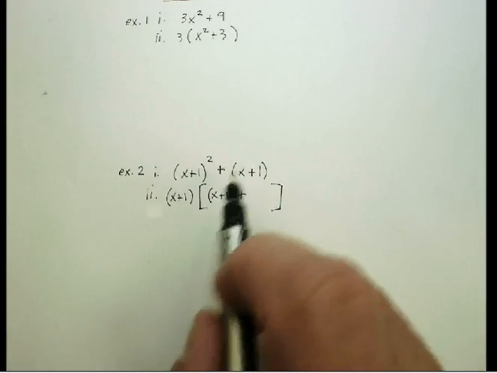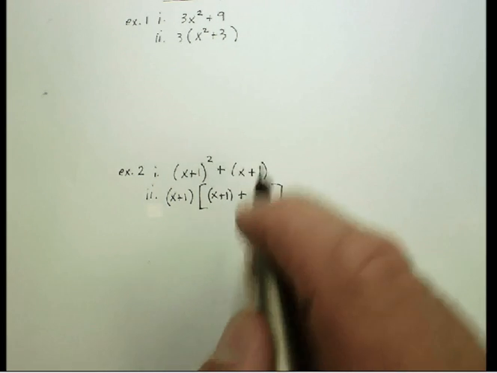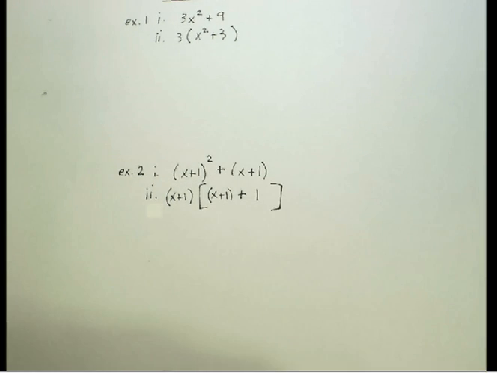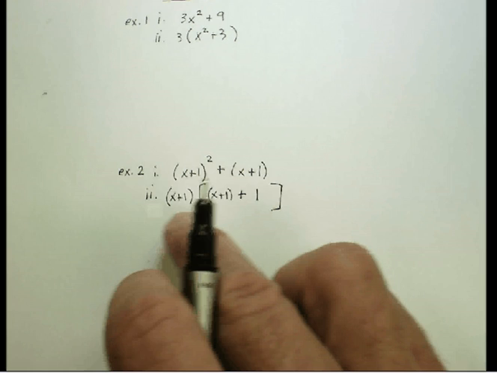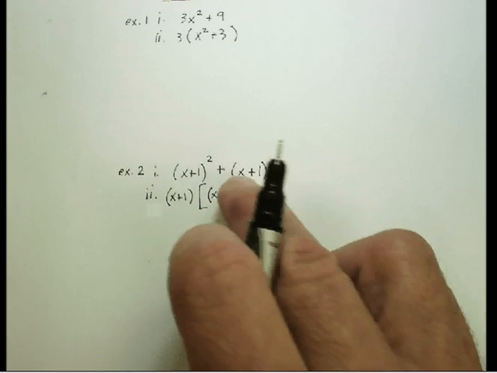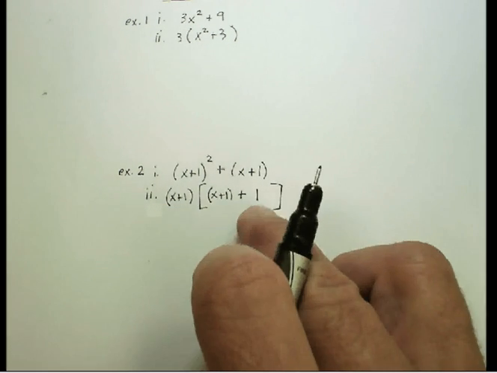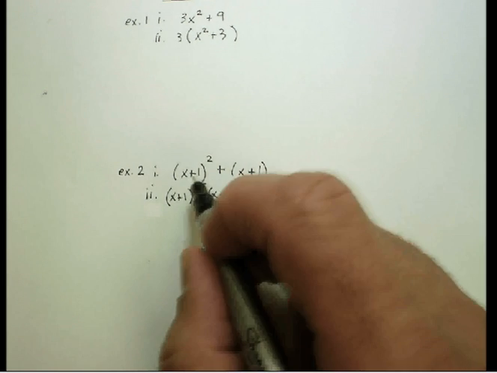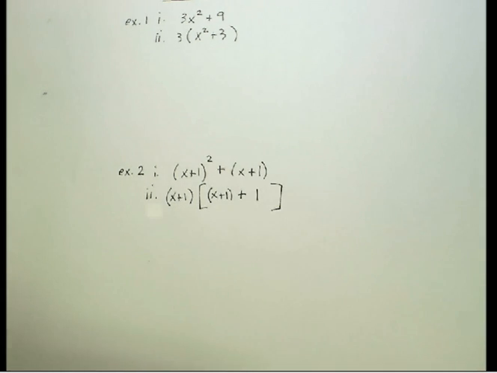If I were to factor out x plus 1 from here, what would I get? I would get a 1, wouldn't I? Because it would be x plus 1 times 1 gives me that. So redistributing gets me back to the original problem, doesn't it?